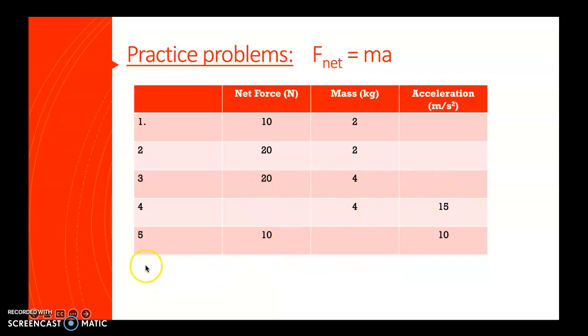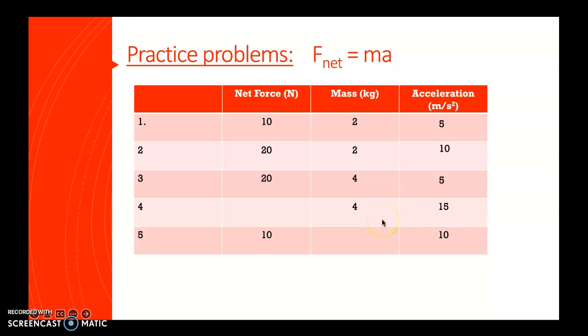So go ahead, pause the video, and using the equation F net equals mass times acceleration, see if you can fill in the rest of this table. All right, so we should have that for number 1, the acceleration would be 5 meters per second squared. For number 2, you should have had 2 meters per second squared, because we have a net force of 20, so we're going to divide it by 2 to get the acceleration. For number 3, we have 20 divided by 4, so you're going to have an acceleration of 5.